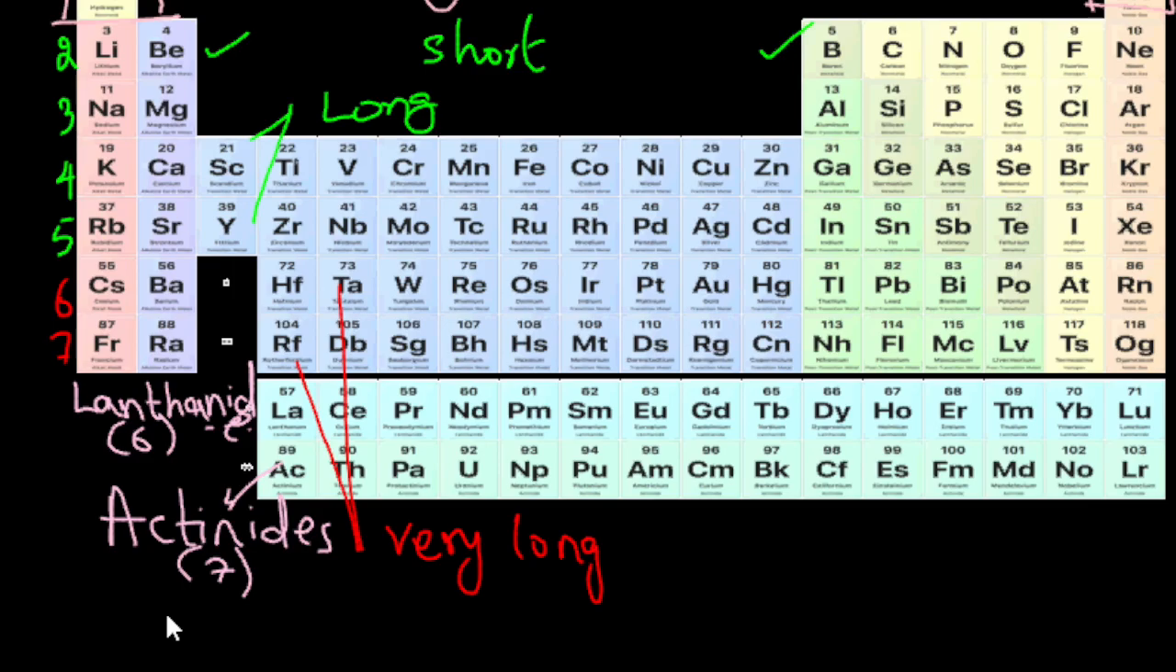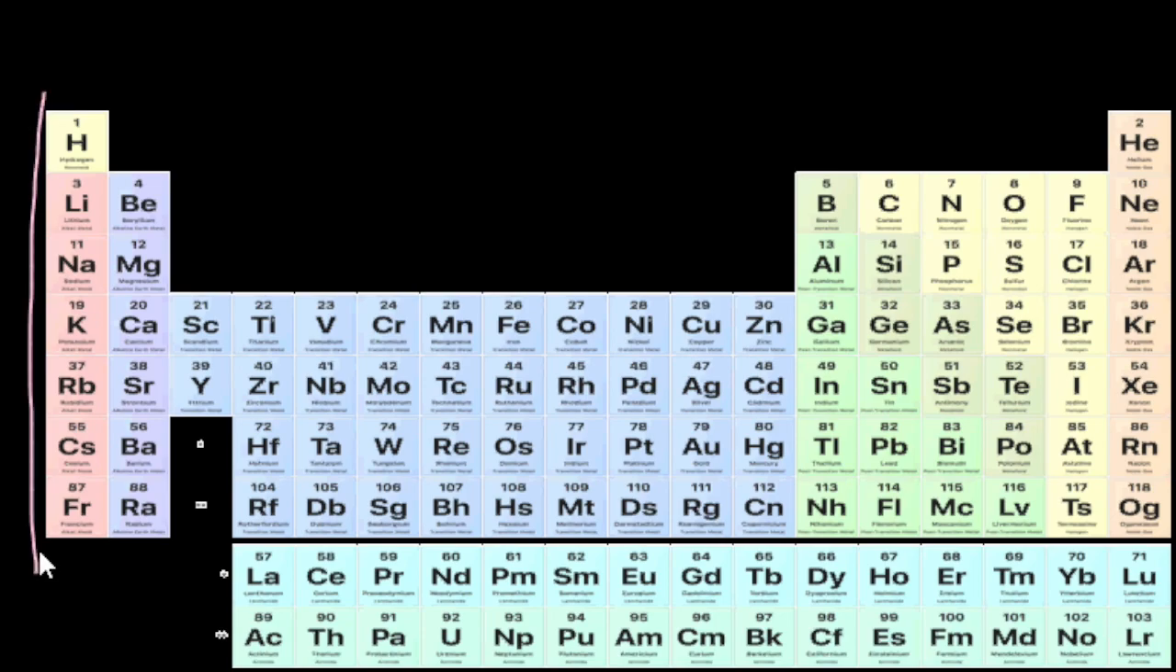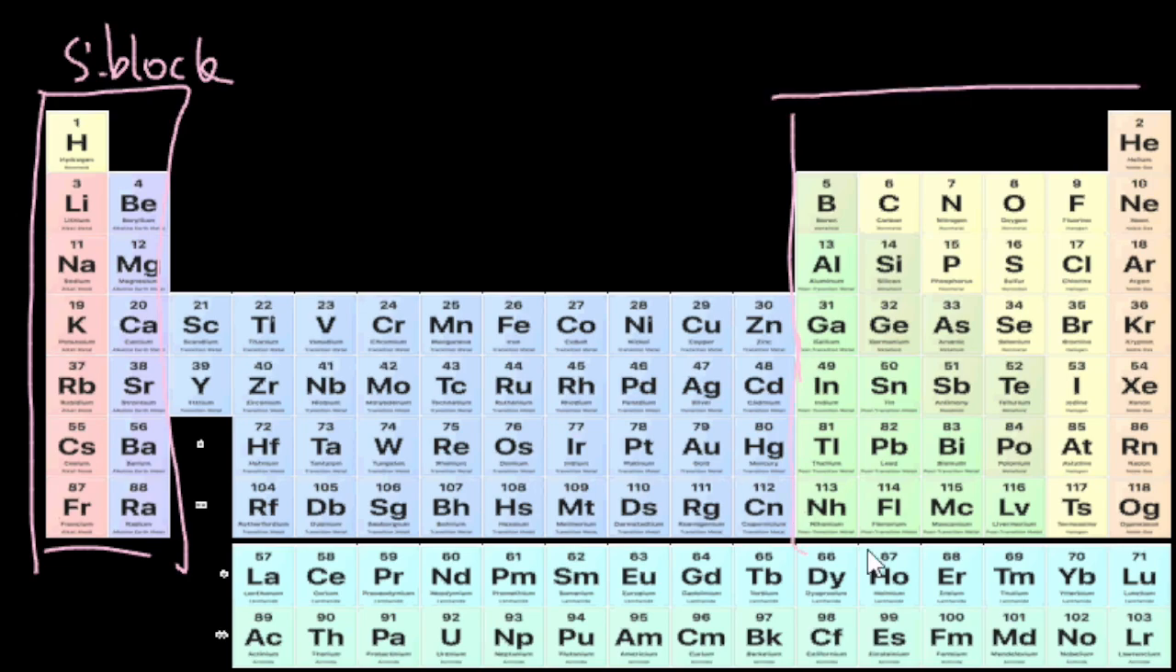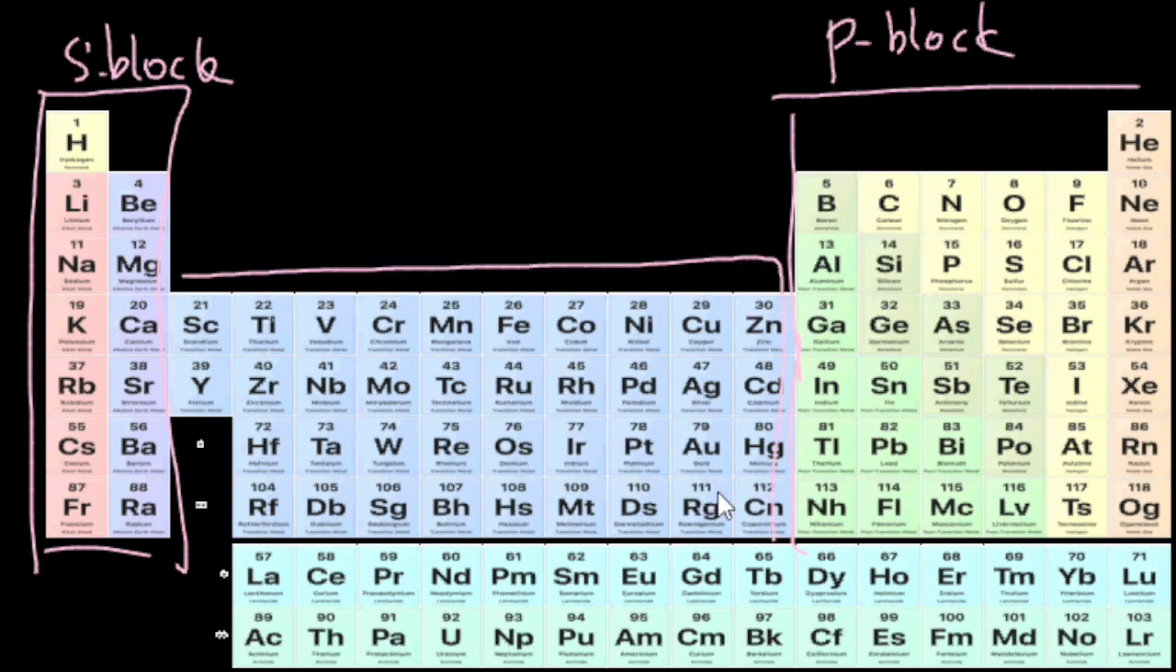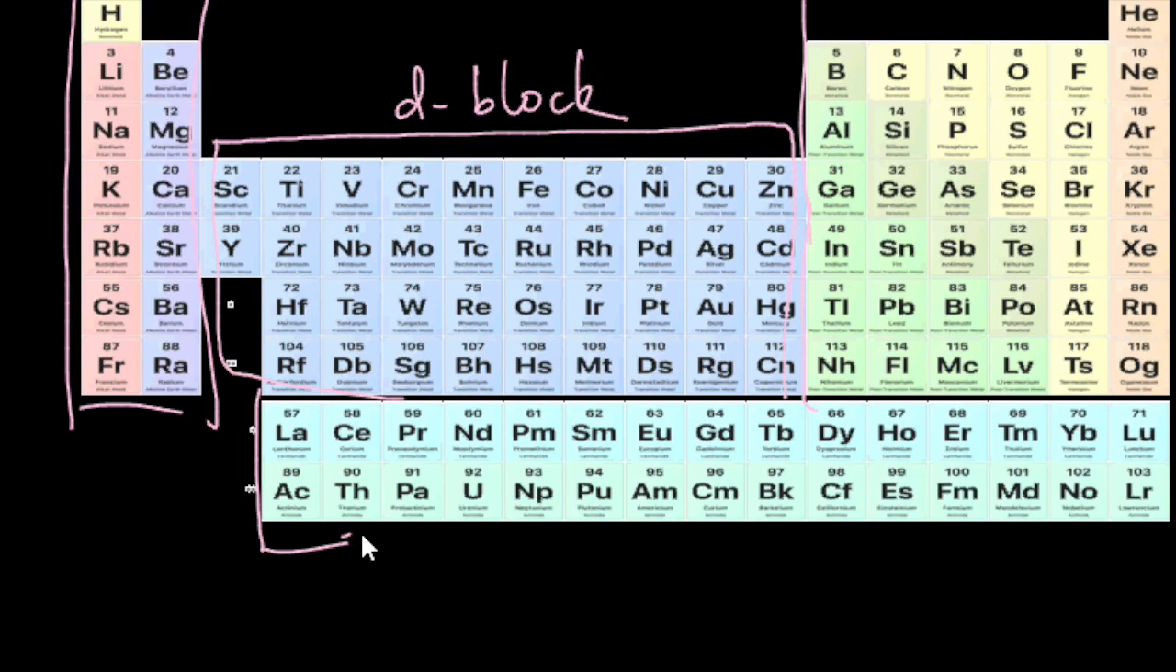Now to divide the modern periodic table into blocks based on the subshell that hosts the last valence electron. Groups 1 and 2 form the S block, while groups 13 to 18 form the P block. We have groups 3 to 12 as the D block, which is sandwiched between S and P, and below is the F block.